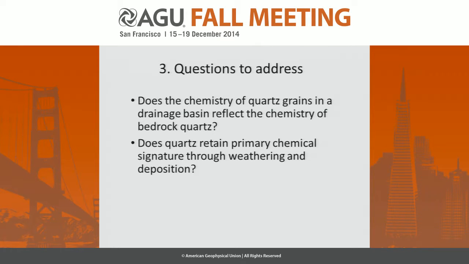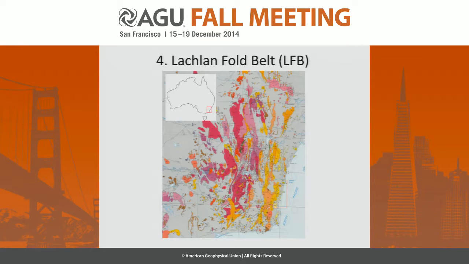So for the rest of the talk, I'm going to be focusing on the Bega River catchment. And since this is a preliminary study, doing something that's not really been done before, we have to step back and try to answer a couple of basic questions about quartz. So first, does the chemistry of quartz in a drainage basin reflect the chemistry of the bedrock quartz? And second, does the quartz retain its primary chemical signature through weathering and deposition? So is this even a viable mechanism in the first place to understand sediment provenance?